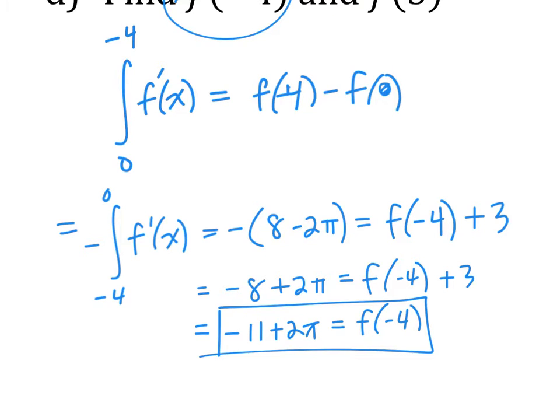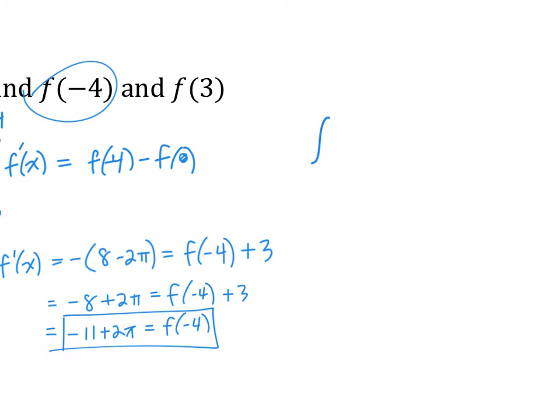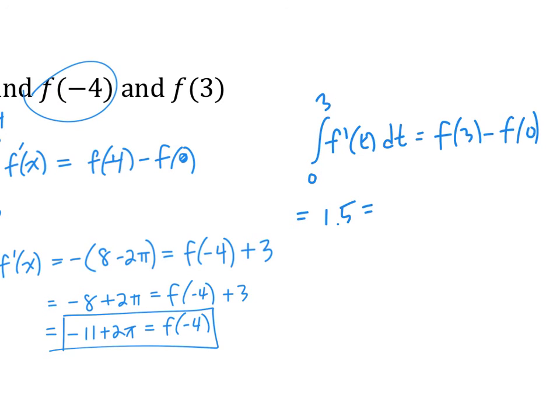All right. Let's have you guys try f of 3 if you didn't do that yet. F of 3. Okay, so the integral from 0 to 3 of f prime of t dt is equal to f of 3 minus f of 0. Okay, from 0 to 3, it is 1.5. Okay, 1.5 is equal to f of 3 minus -3. So then subtract 3, that's -1.5.